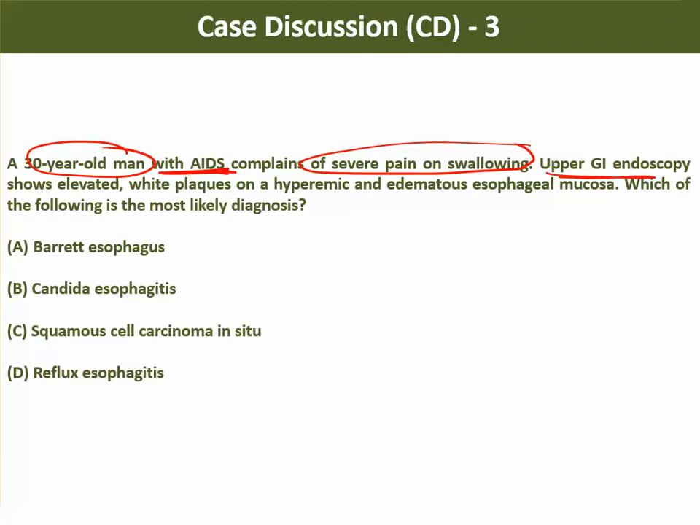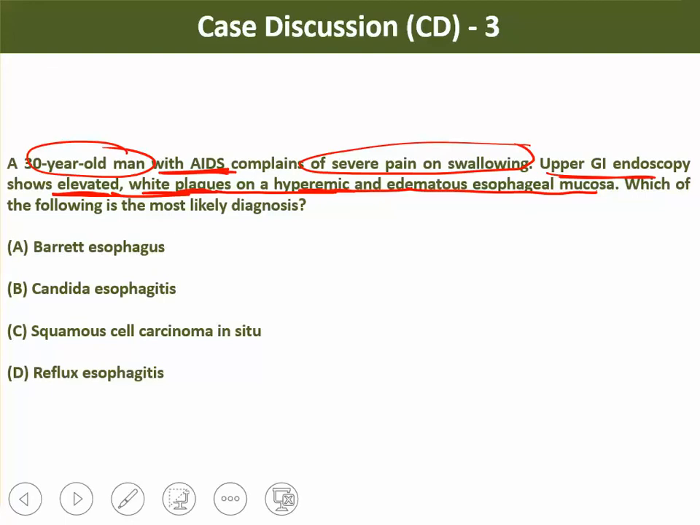After that, they didn't give any examination. So upper GI endoscopy shows elevated white plaques and hyperemic and edematous esophageal mucosa. Okay, so surrounding the plaques there are more blood vessels and it is edematous. It is a sign of inflammation, because what is the first sign in inflammation? Vascular change: vasodilation, hyperemia. More blood comes to the area, followed by local edema. So it is a sign of acute inflammation, along with some white plaques which are also elevated above the mucosa. Which of the following is the most likely diagnosis?